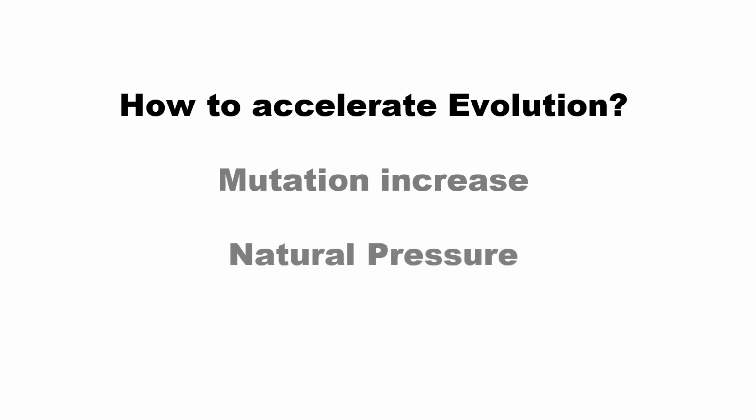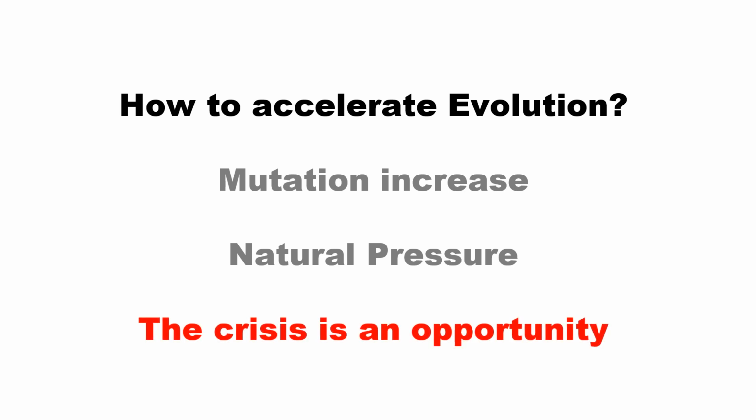Another approach is maybe applying natural pressure. So let's say the environmental change is harmful to the majority of the population, but some of them can survive better than the majority. Then they can be the winners or selected ones, and they can occupy all the leftover spaces and resources. That's why this is a good example of a crisis being an opportunity for the survivors.